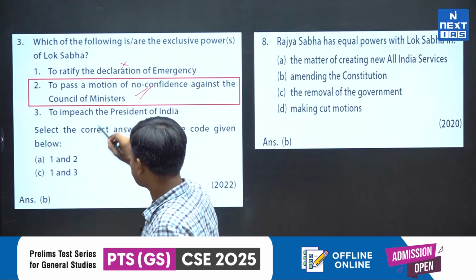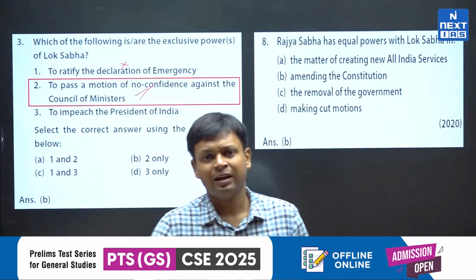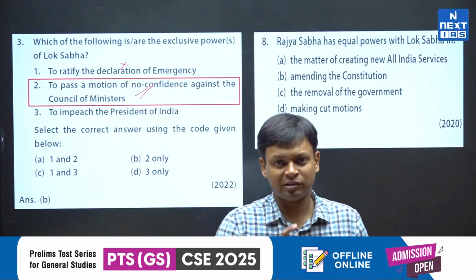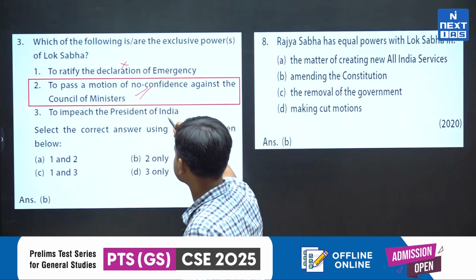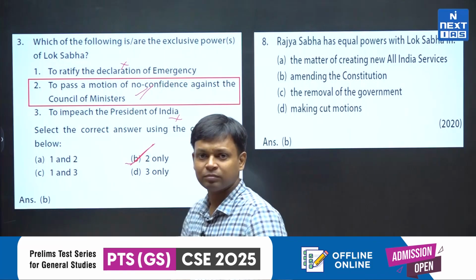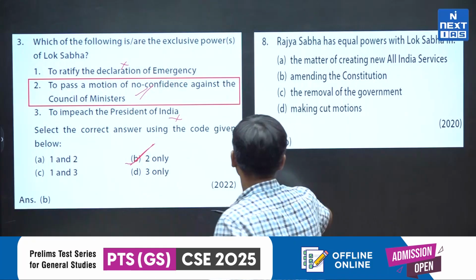To impeach the President of India. We know that Article 61 provides for the impeachment of the President. It can be done by majority in both the houses, not a single house. तो special power नहीं होगा. तो ये भी गलत हो गया. So the answer is only 2. Right? Now, let us look at another theme.